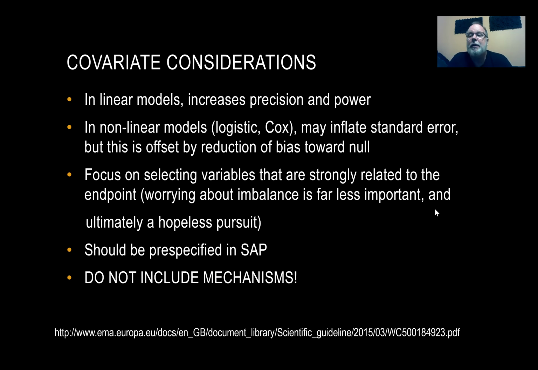Pre-specify all your covariates, put them in the SAP, and don't fiddle, don't change. And of course, don't include mechanisms. If you think your intervention changes a coping skill, which in turn changes the endpoint, depression, say, you don't want to include the coping skill change in that primary model. Otherwise, you'll wipe out the effect of treatment in the model.